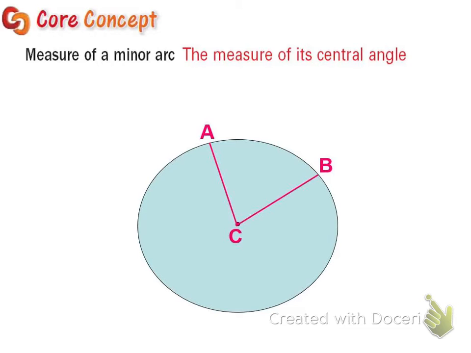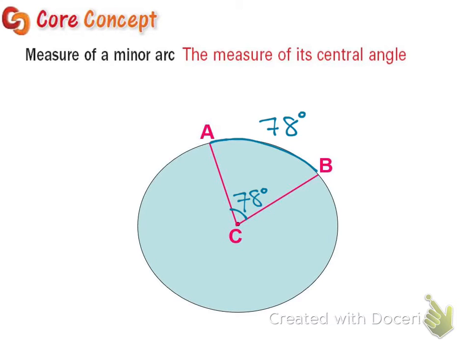So pick a number between 1 and 180 that this angle could look like. 78. So 78. Sounds good. So if the central angle is 78, that means that the arc is also 78 degrees.